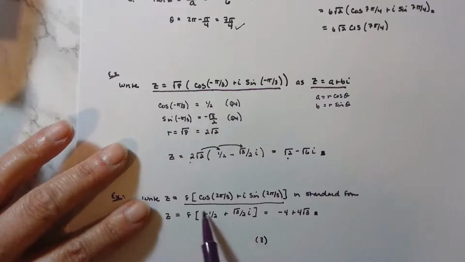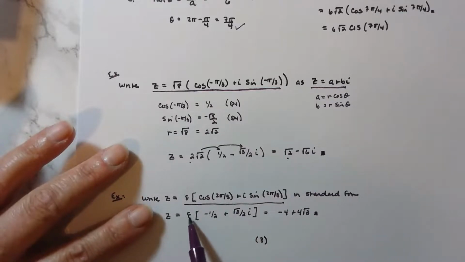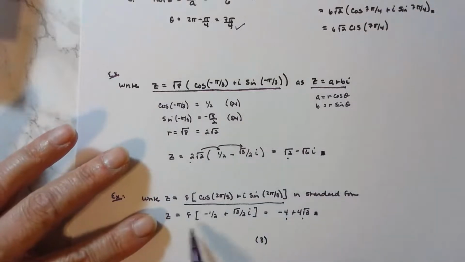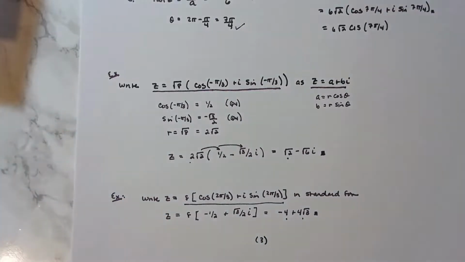All right, and now all I have to do is distribute my r. So 8 times negative 1/2 gives me negative 4. And 8 times root 3 over 2 gives me 4 root 3. I've gone from trig or polar form to standard form.